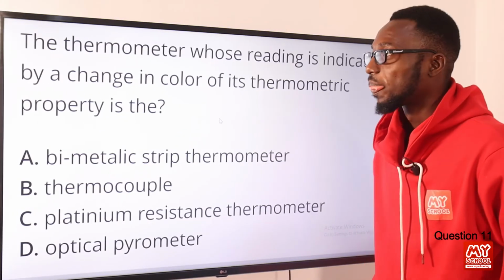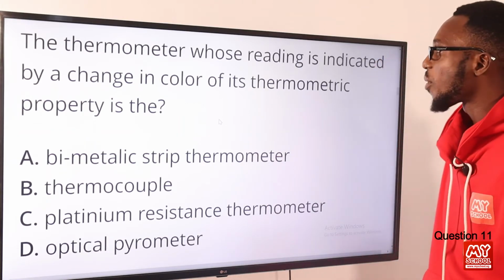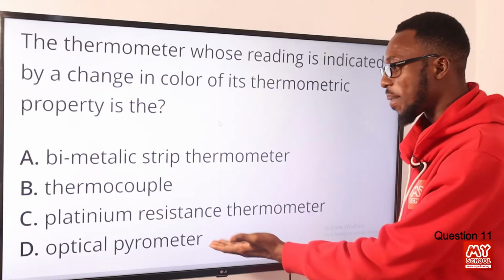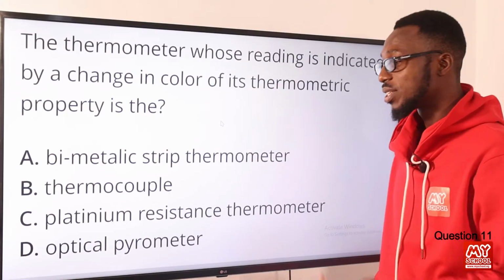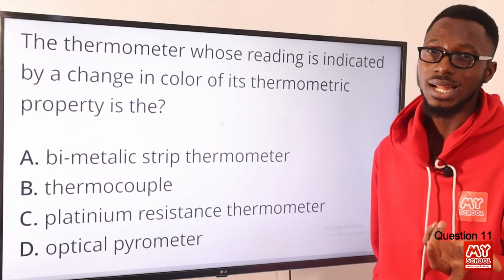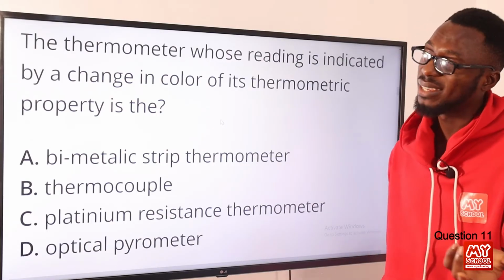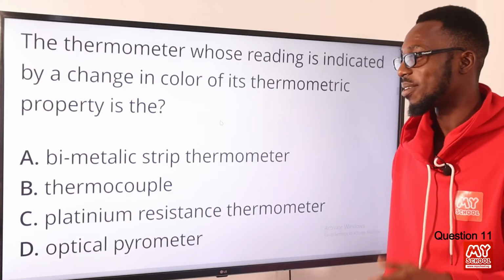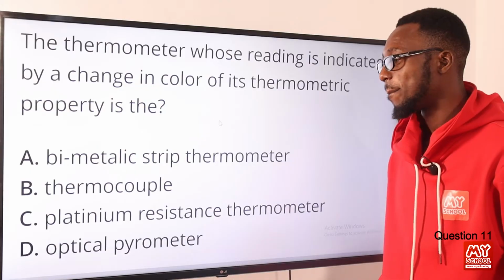Question 11. The thermometer whose reading is indicated by a change in color of its thermometric property is the optical pyrometer. We use this device when we want to measure temperature without contact. We are talking about overheated materials, something like a furnace, molten metals, and the likes. So the correct option is option D, the optical pyrometer.